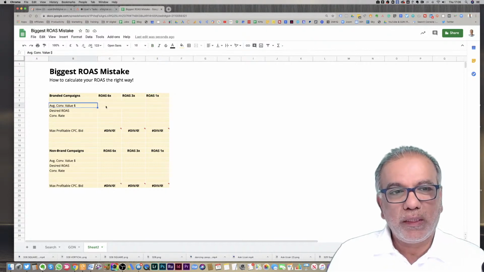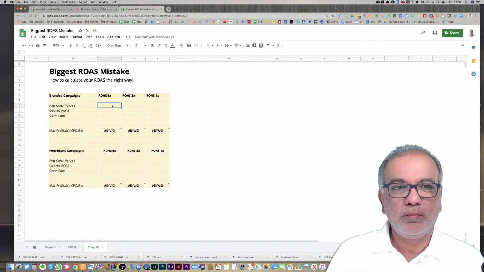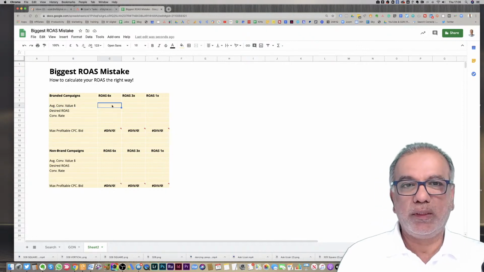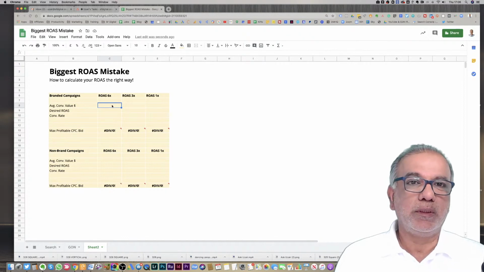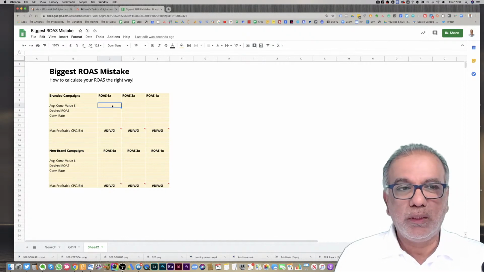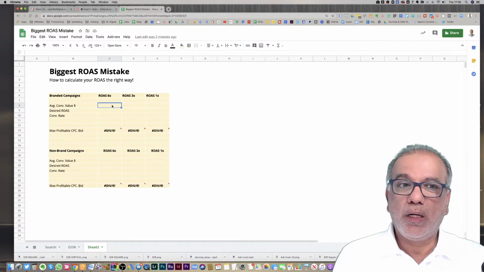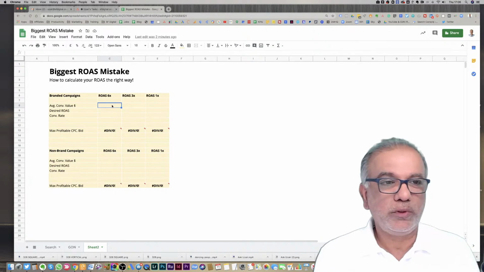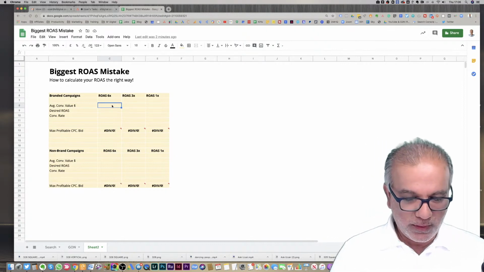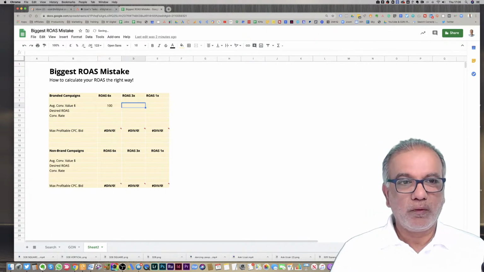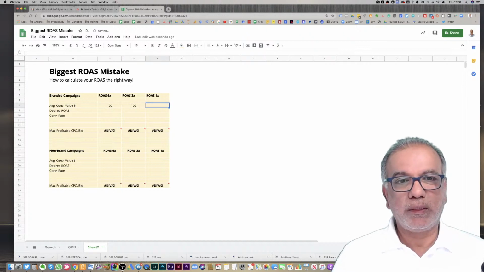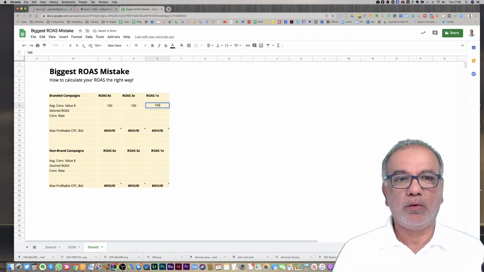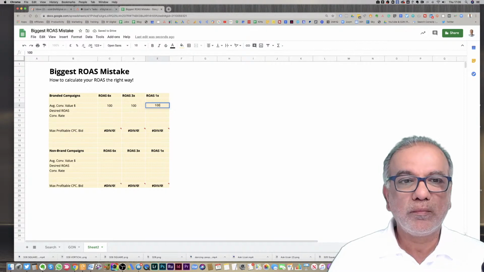First metric we look at is the average conversion value. So this is how much, when somebody makes a purchase on your website, how much are they spending on average? Is it 100, 200, and so on? From your online shopping cart, we should know the number. Let's keep it simple. Let's say whenever somebody makes a purchase, our average order value is 100.